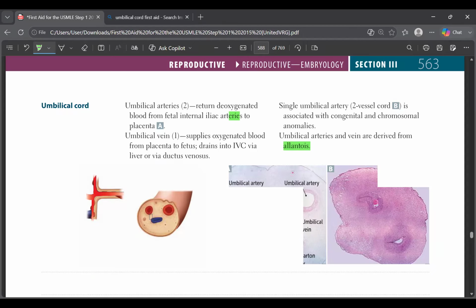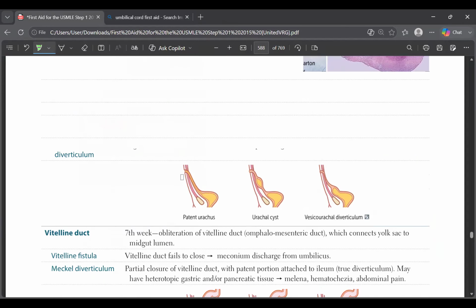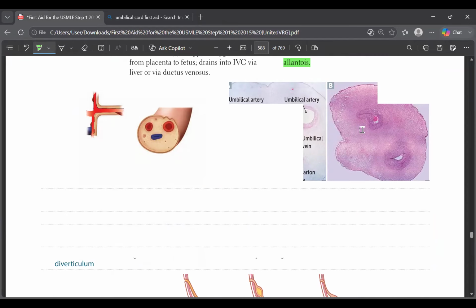I'm thinking that these are the umbilical arteries and this is the umbilical vein, and that the umbilical arteries return the deoxygenated blood from internal iliac arteries to the placenta, and the umbilical vein supplies oxygenated blood from the placenta to the fetus. That's about it. Really wish these were clear.